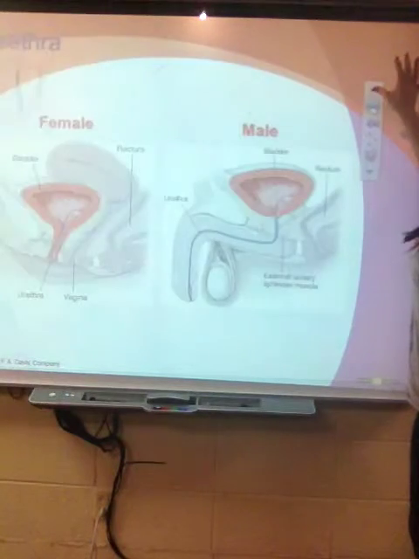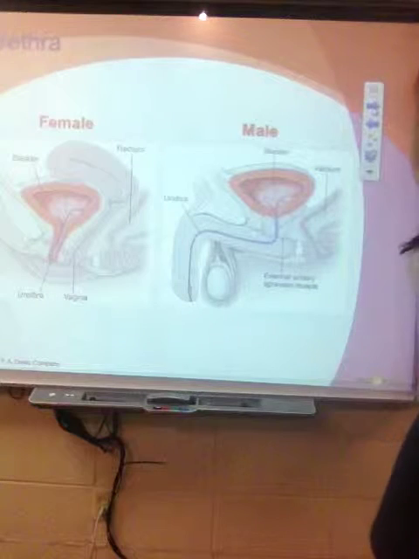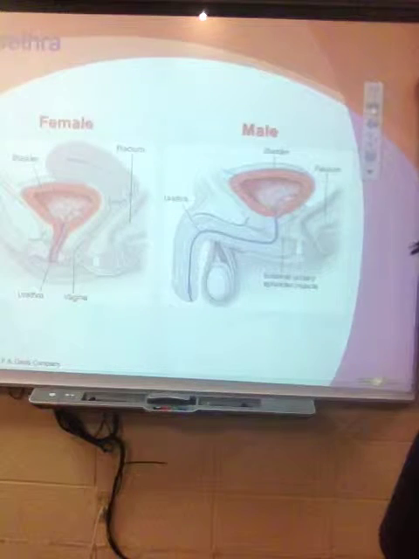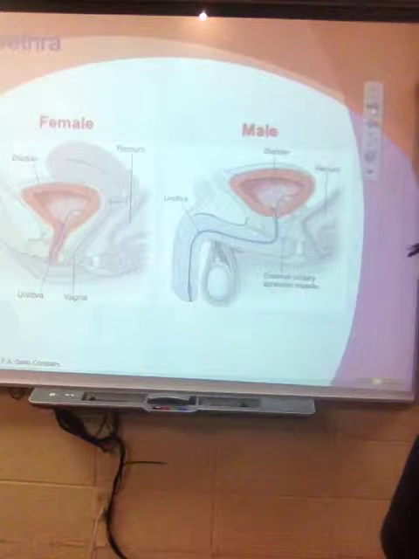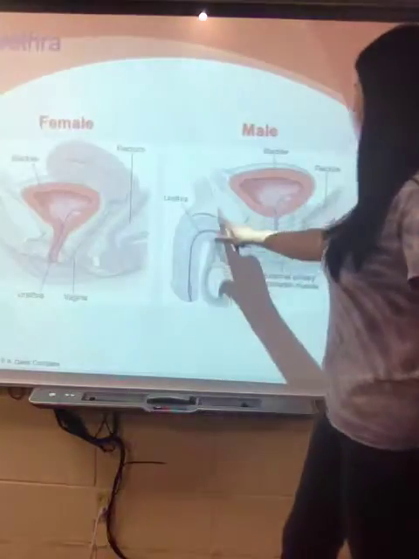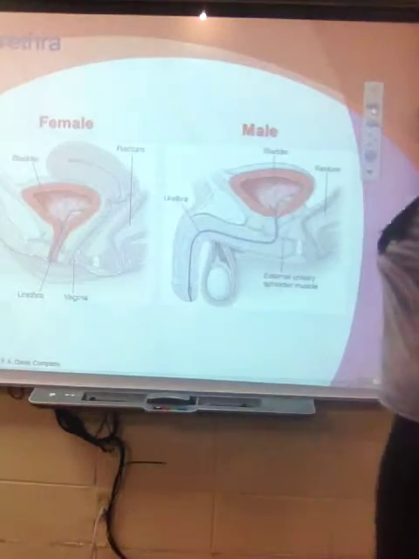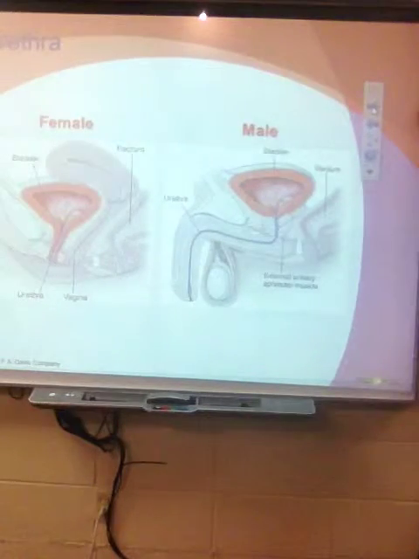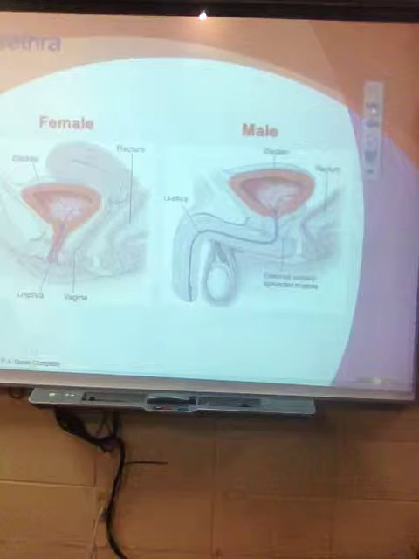So where it's located is important. On both male and female, it is behind the pubic bone. So that big bone that you can feel on yourself, it's sitting right behind it. So the urethra obviously is two different sizes on male and female.